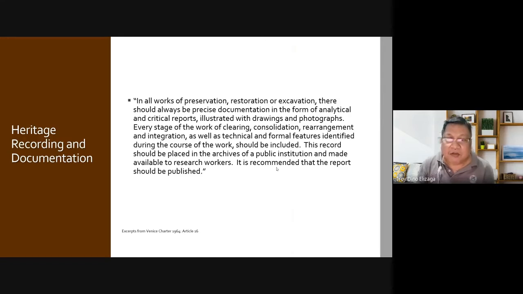And finally, it's recommended that the report should be published. Again, this is something that is not yet established in the Philippines. The reports are most of the time not published as a research or even published as a book. Okay, so the idea is still scattered. So, for example, in my case, I follow certain standards, and another practitioner might be using different standards.